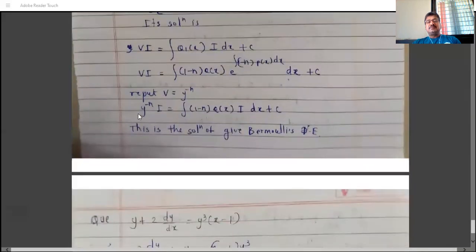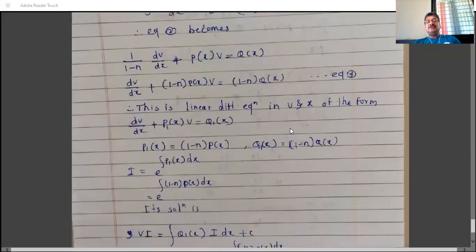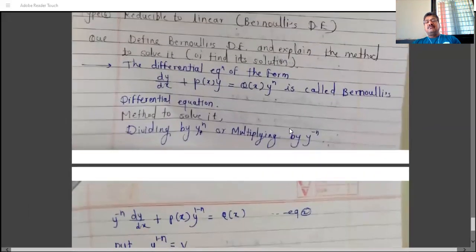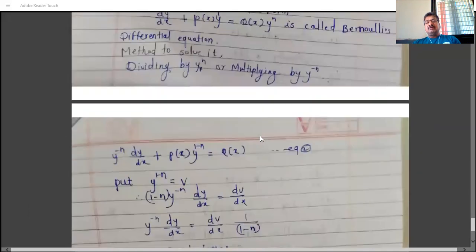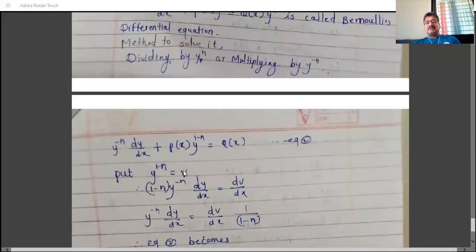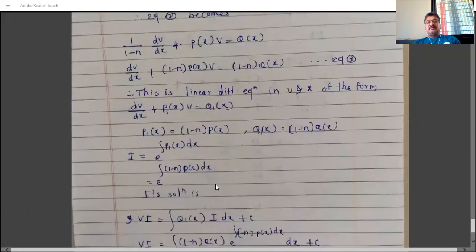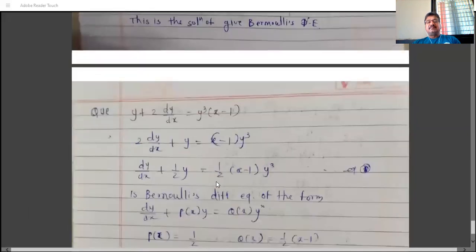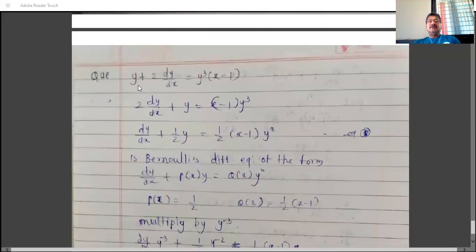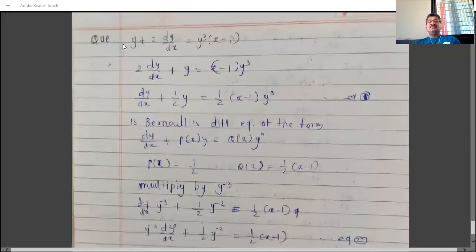We cannot use this formula as a direct solution of Bernoulli's differential equation. But how can we solve Bernoulli's differential equation? By using the same procedure, with the substitution y raised to 1 minus n is equal to v, we will convert the given differential equation to a linear differential equation, and then we will solve it. So this is the differential equation of that type, Bernoulli's differential equation.